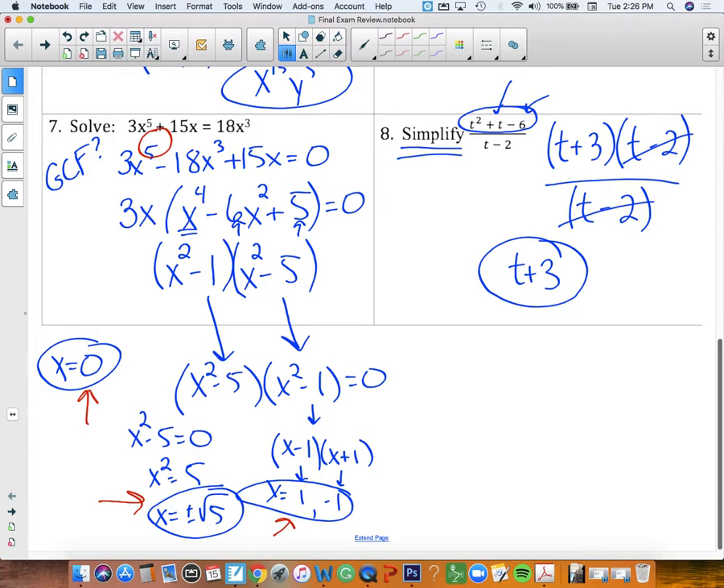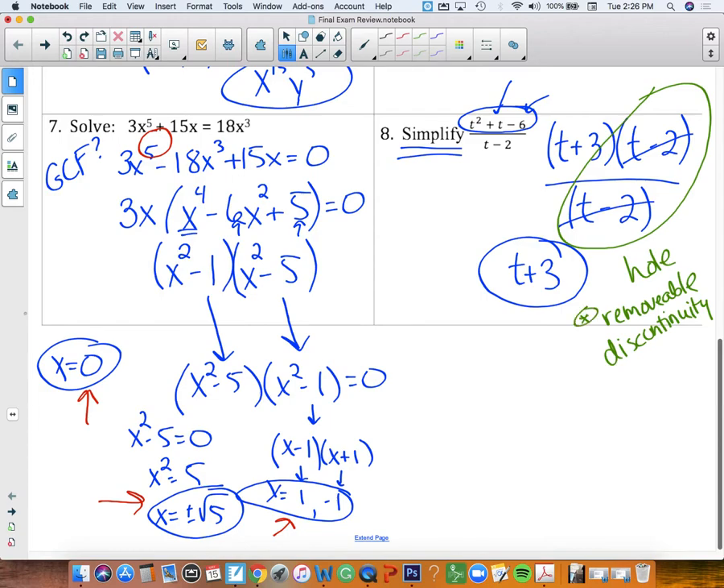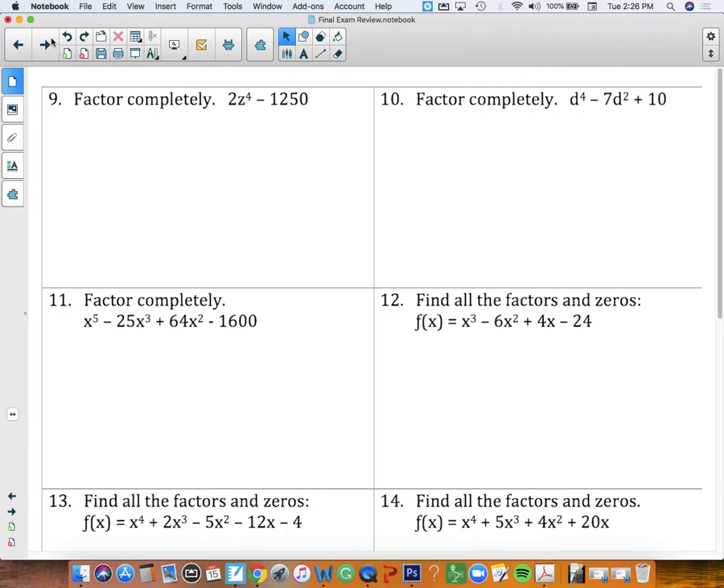All right? Now remember, if you have something like this that cancels, you could also have another problem that says what type of discontinuity. This would be a hole in the graph. Okay? And it's a removable discontinuity. Okay, that's what that is called when one of the factors cancels out. It's a hole in the graph, it's a removable discontinuity. Okay? Something you might want to keep in mind. On to the second side.